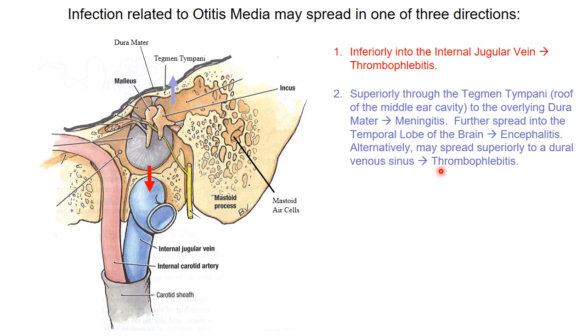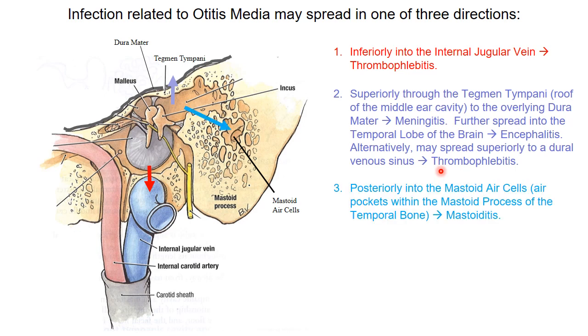And then there's one more direction we can go, and this is the direction of this light blue arrow. If the infection passes posteriorly, it can get inside the mastoid process. The truth is, the mastoid process is hollow or partially hollow. It has all sorts of little mastoid air cells in it. It's not solid bone. And there's a natural communication between the middle ear and the mastoid air cells. It's not labeled here, but it's called the aditus. Aditus means a hallway. Right here is the aditus of the mastoid air cells.